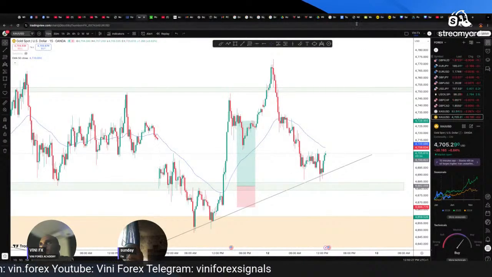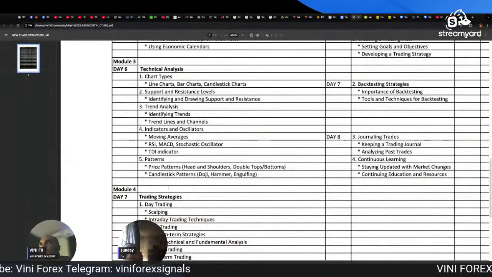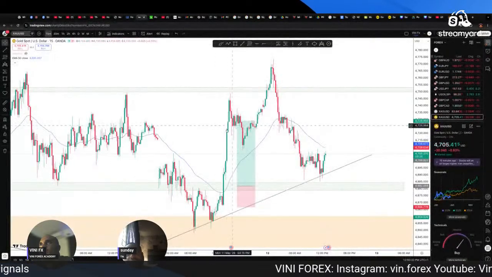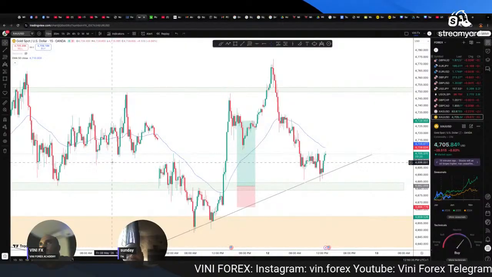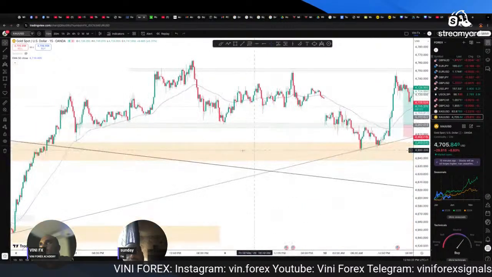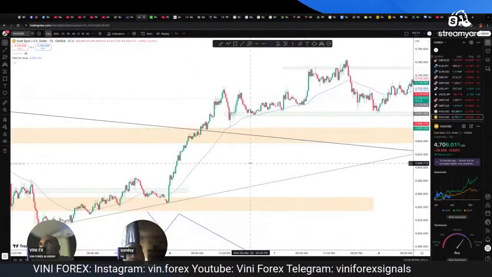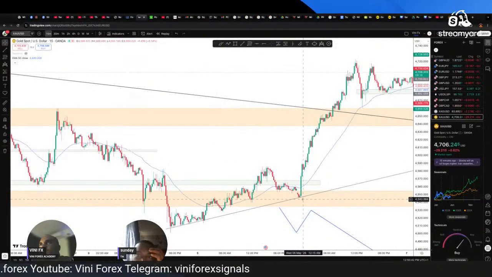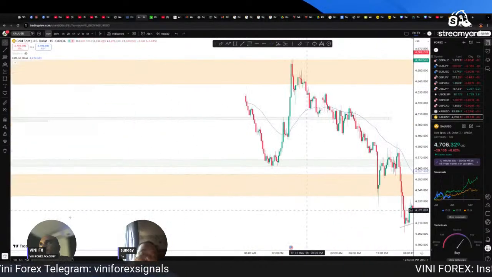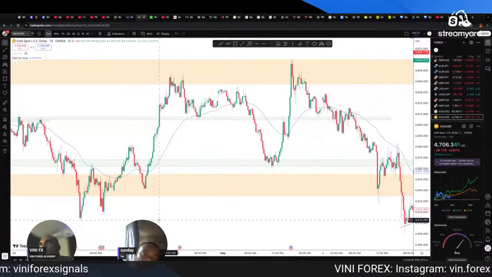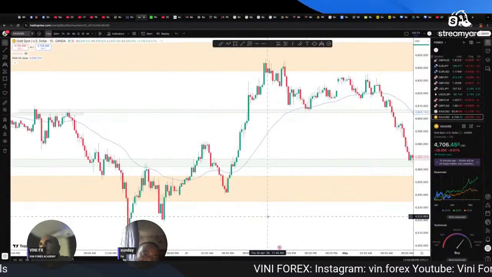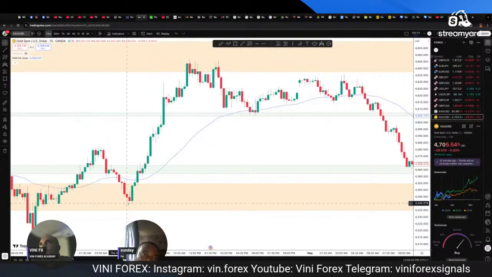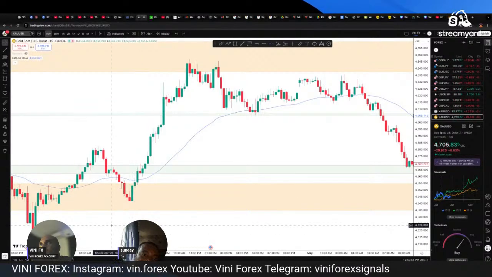Perfect. So what is the next one there? Engulfing candle. So let's see if there's any engulfing candle you can find here. I think engulfing happened here, but let's leave it and find another one. An engulfing happened here, but let's look for another one also.